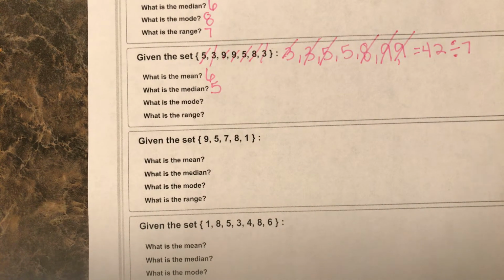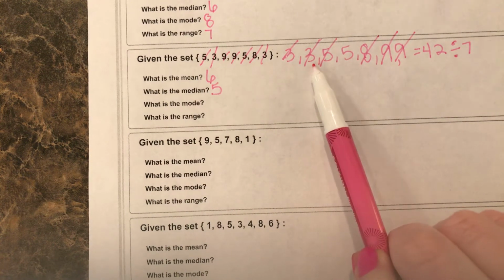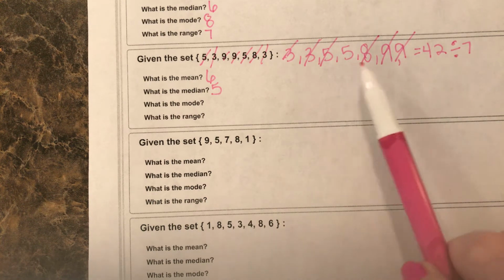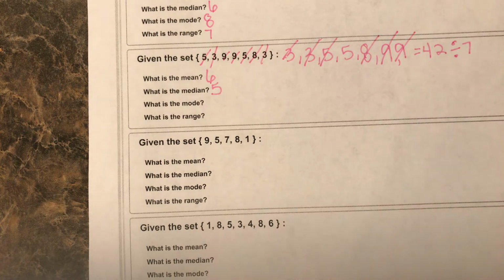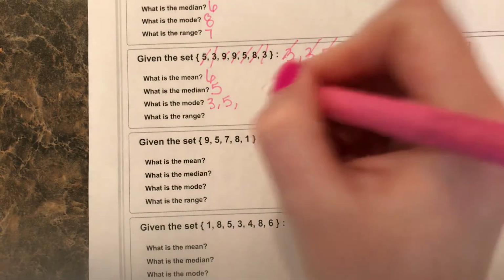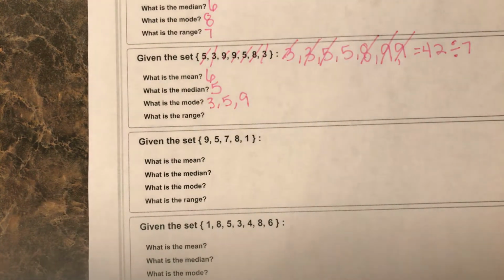All right, the mode on this one is going to be very different. I don't think we had this come up yesterday. There can be more than one mode. If you look, we have 2 3s, 2 5s, and 2 9s. Poor number 8, he's flying solo. So, because there's 2 of each one of them, there are 3 modes. So the mode would be 3 because there's 2, 5 because there's 2, and 9 because there's 2.